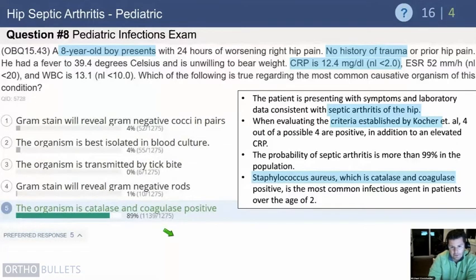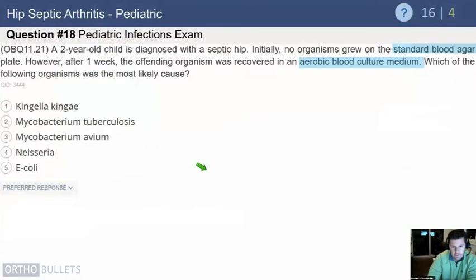And then you need to know a little bit about the mechanism of these bugs, and staph is catalase and coagulase positive. The other answers here are a bit more rare type bugs, so that's why it does not fall under that category.